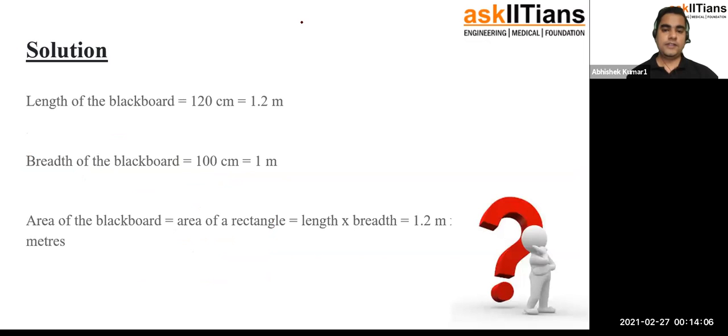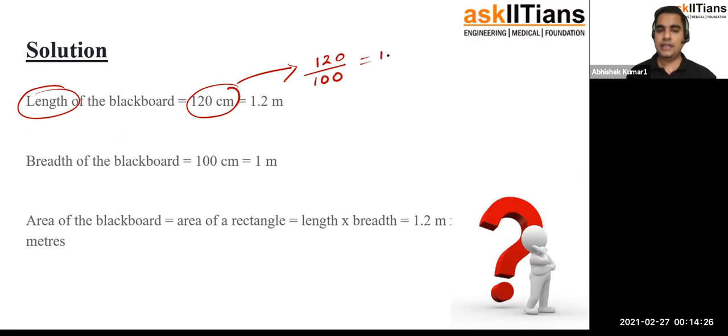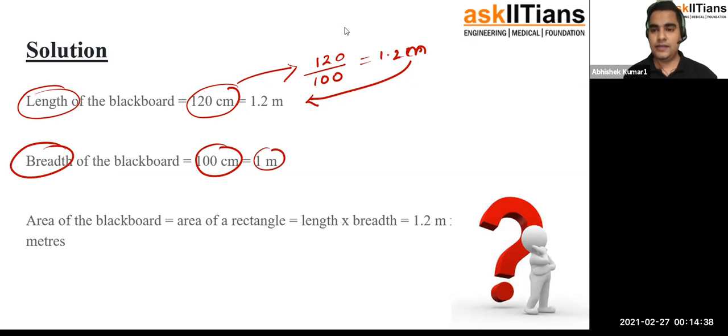Understood? Okay, so here you can see they have calculated this area in terms of meter. We are provided the length of this blackboard, which is equal to 120 centimeter. And if you have to convert 120 centimeter into meter, you need to divide this 120 by 100 and you will be getting 1.2 meter. And that's exactly what they have written here. The breadth is provided to be equal to 100 centimeter, and 100 centimeter is 1 meter, we all know.